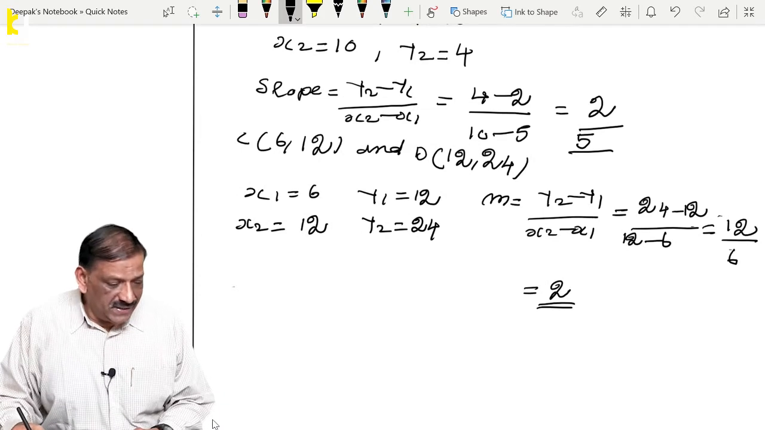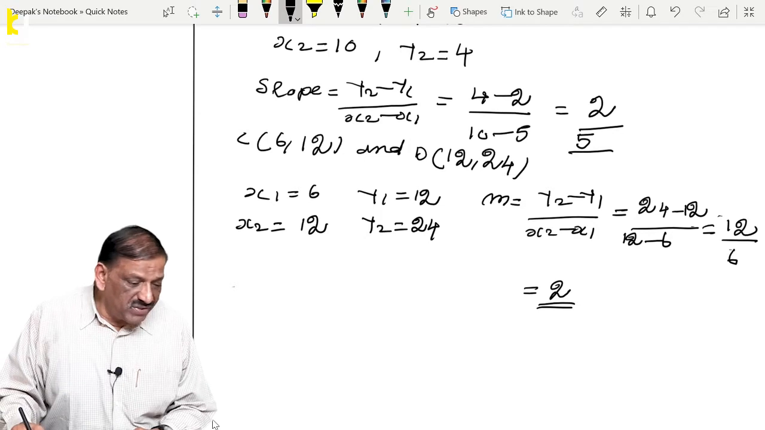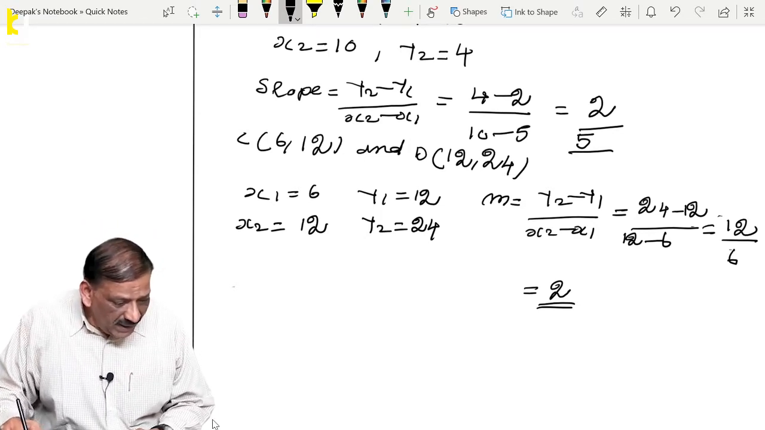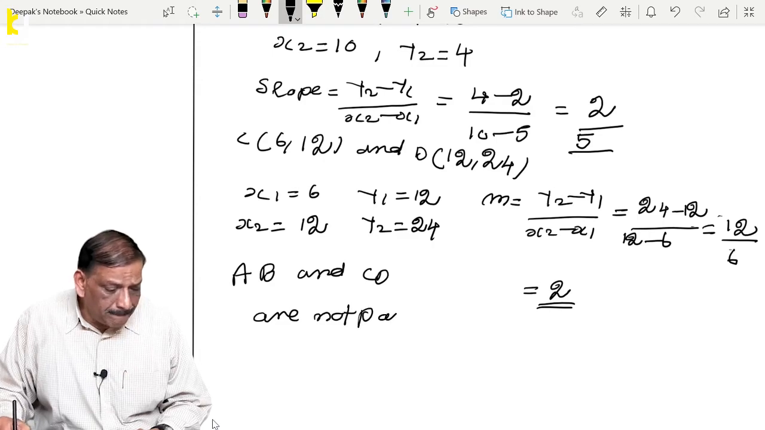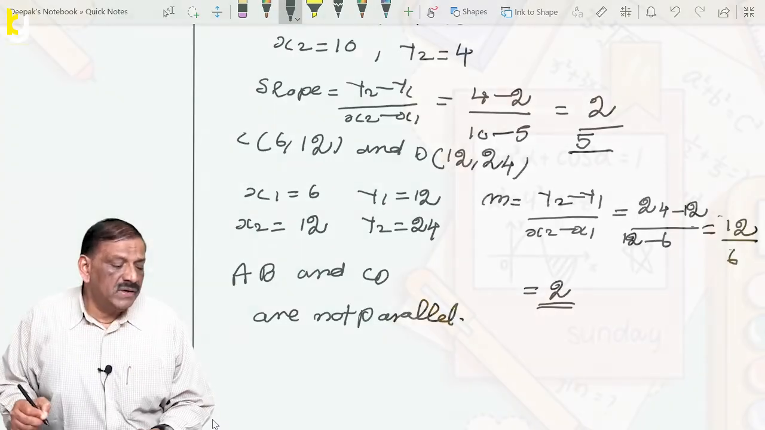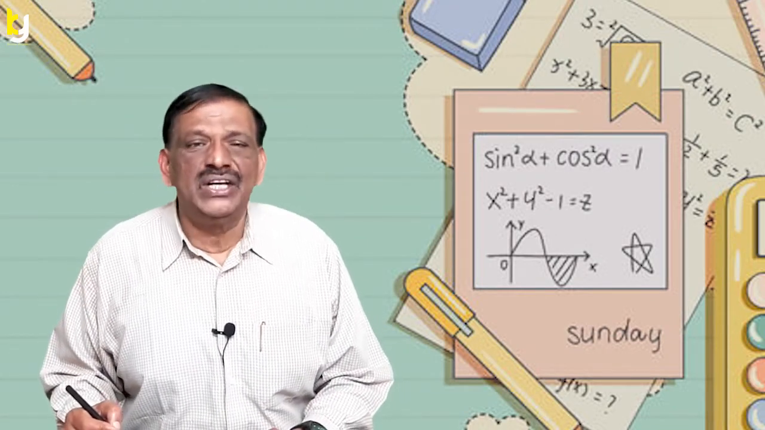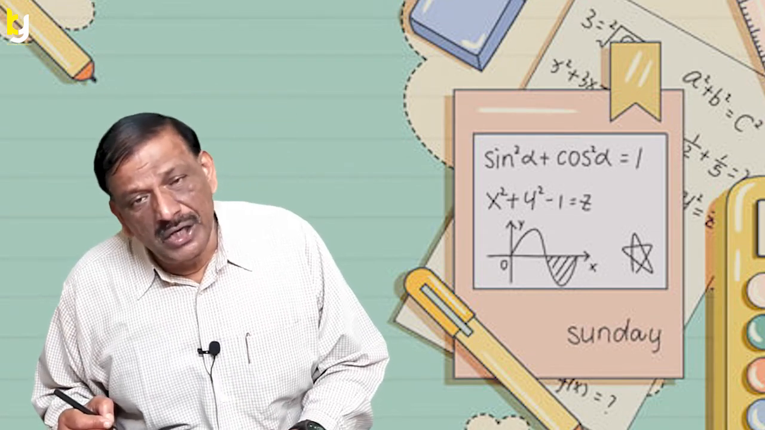So, we can say that the slope of AB is equal to 2 by 5, and the slope of CD is equal to 2. Therefore, AB and CD are not parallel. We can say AB and CD are not parallel. If AB and CD are parallel, then their slopes must be equal.